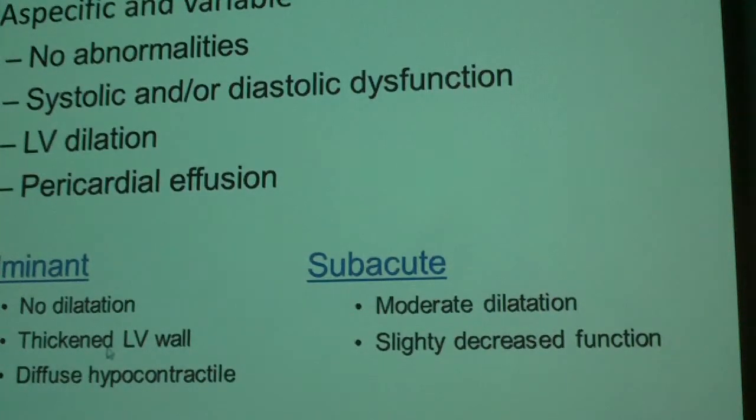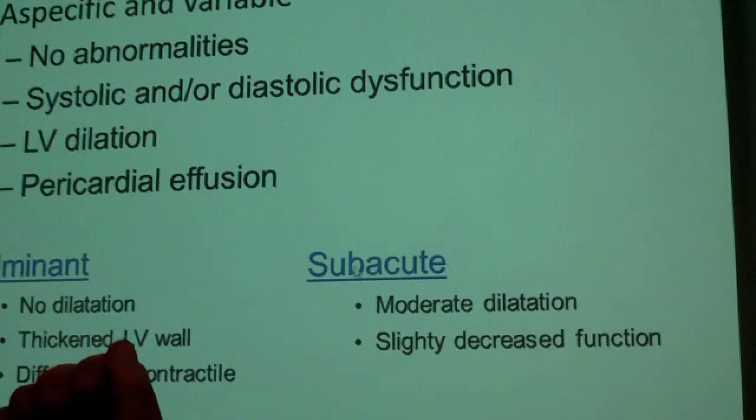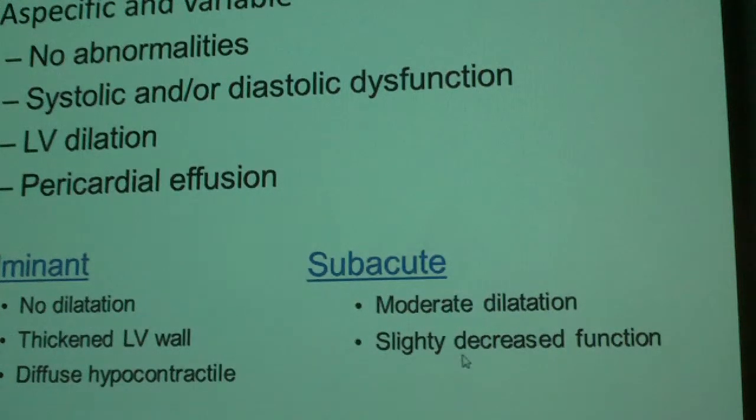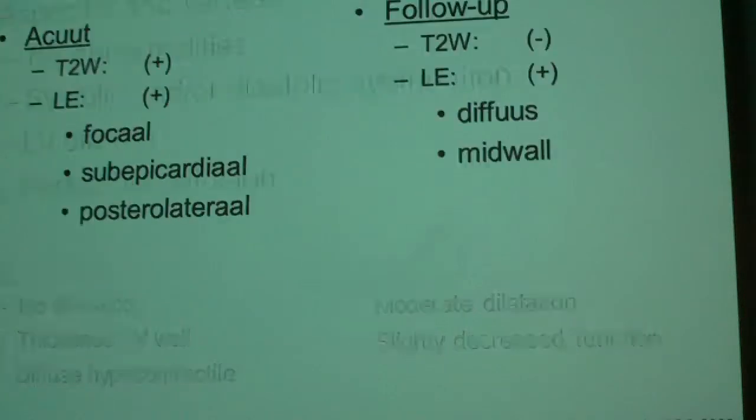What we do see is an LV wall that is thickened. It's not specific to hypertension. It's just one wall that's thickened. That's not due to myocardial hypertrophy. It's due to edema, which we can see, and we see a diffuse hypocontractile heart. I'll show you an example later on. If it's subacute, then we see the dilatation, and then we see a slightly decreased function. But these are all clinical findings, and a patient that has a myocardial infarction may also have similar abnormalities on the echo. Modern day, we also have the cardiac MRI.